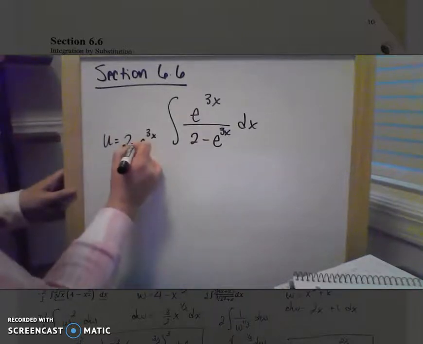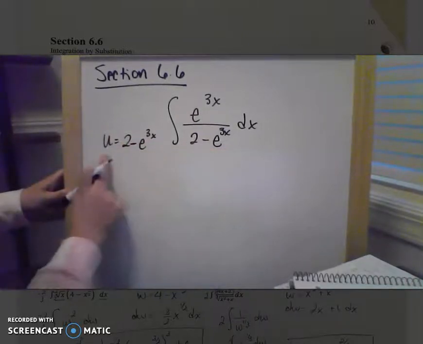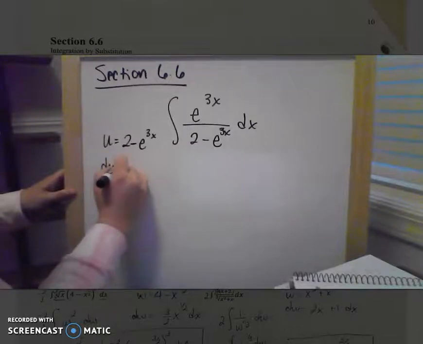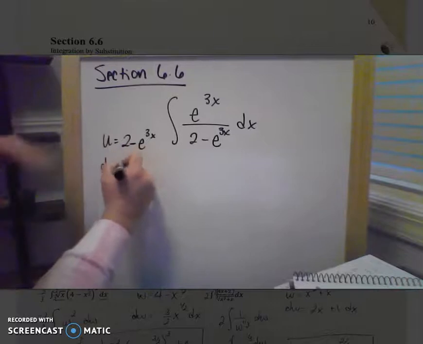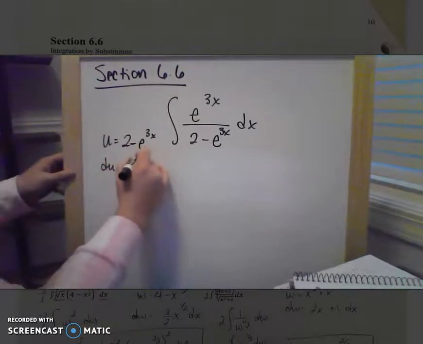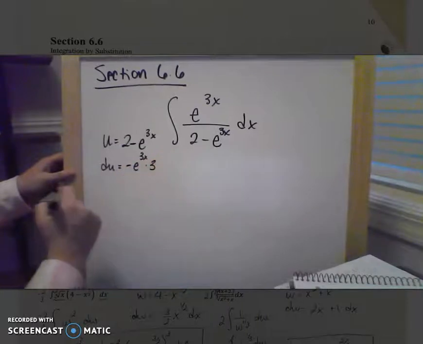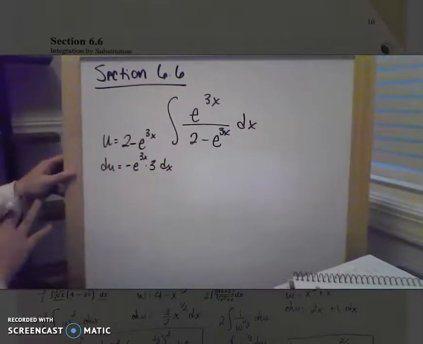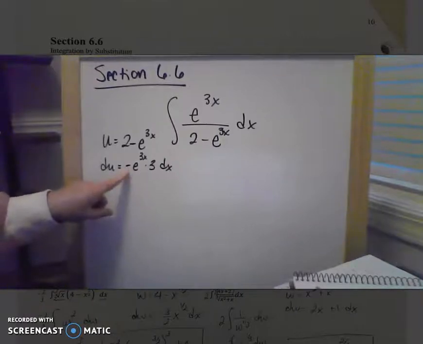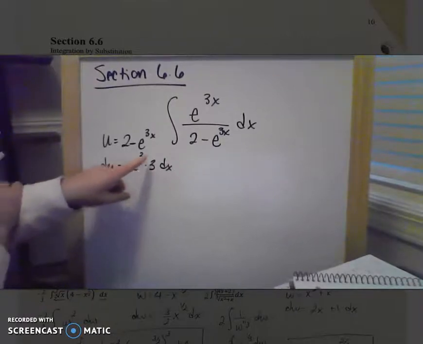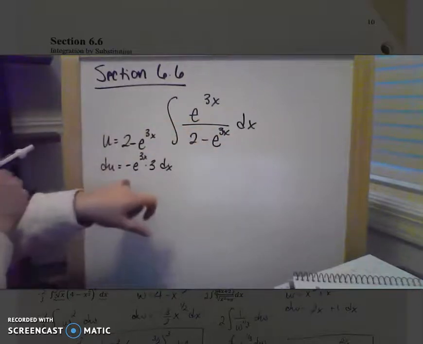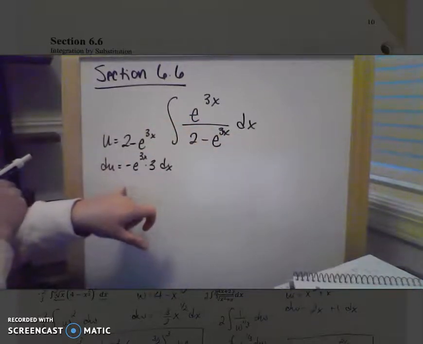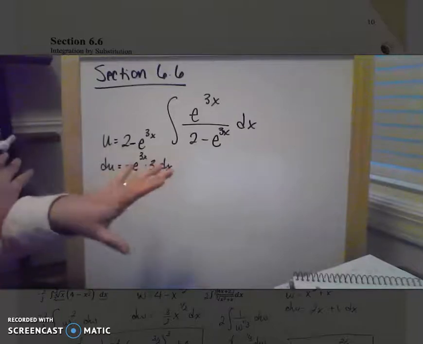All right, so I made the entire denominator my u. So now do the derivative. So when you do this derivative, remember, this 2 is 0. You get negative e to the 3x times the derivative of the exponent, which is 3. And then dx, if you want to put that. Now, do I have a negative 3 e to the 3x in the numerator? Not quite. But that can be fixed.